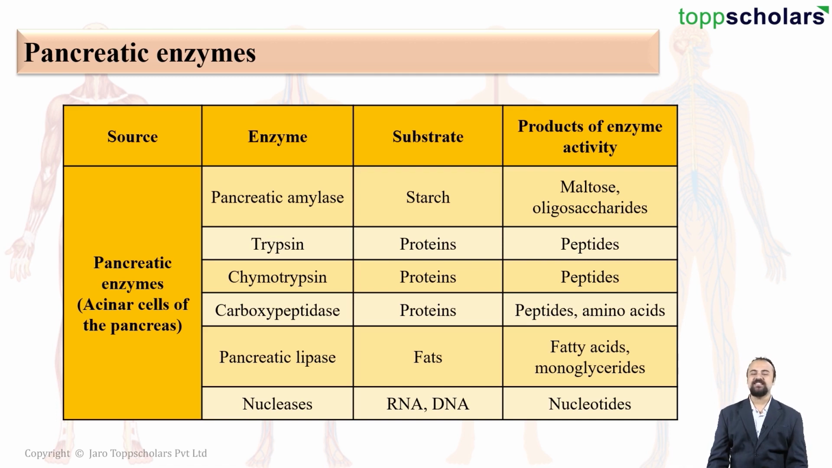So students, these were the various pancreatic enzymes, their substrates and their products. These enzymes are secreted by the acinar cells of the pancreas.